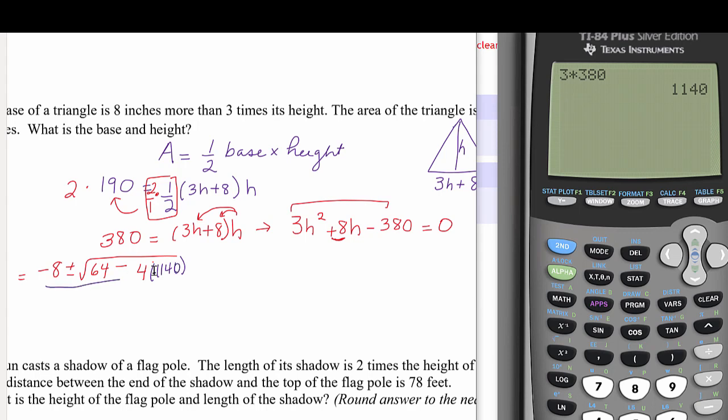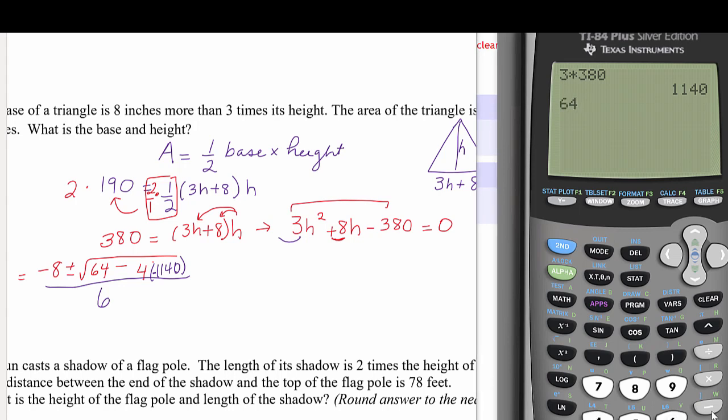All over 2 times a, or 2 times 3, which is 6. Okay, so once again, let's go ahead and use the positive root of this. So we're going to use the calculator since it's here. I'm going to simplify that radicand, that discriminant. If you remember, that's what is called the radical, what's inside the radical in a quadratic formula. So I'm going to figure that out first.